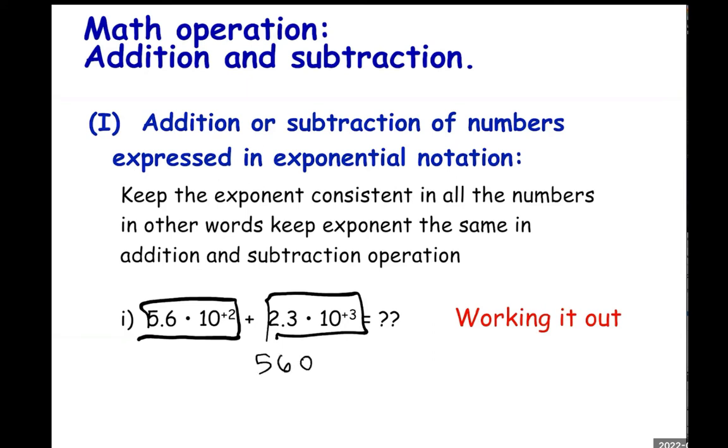5.6 times 10 to the 2 is 560, removing the decimal place, two decimal places over. You notice it's positive 2, so that number is bigger than 1. This number, 2.3 times 10 to the third, is 2300. Again, the exponent is positive, so that number better be greater than 1. Both have 2 significant figures.